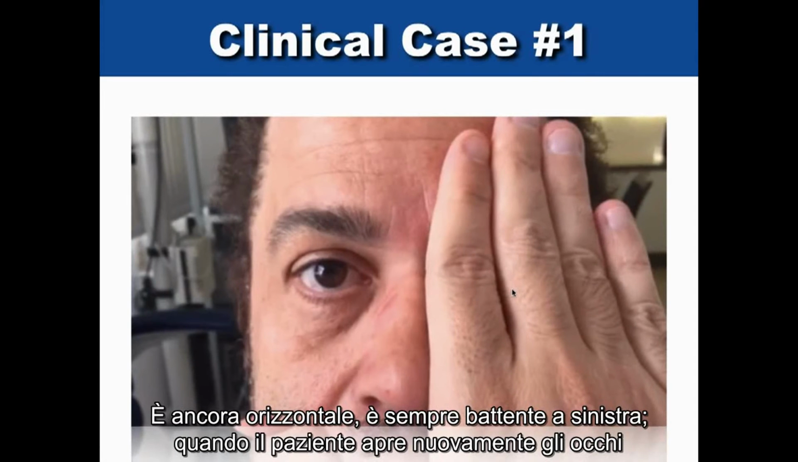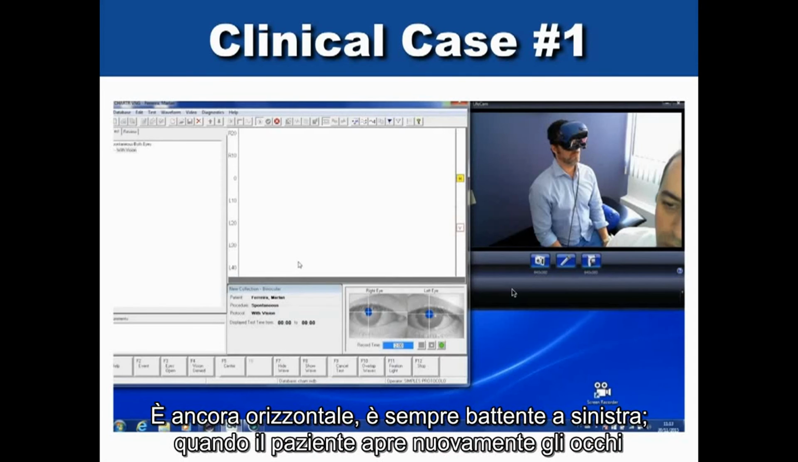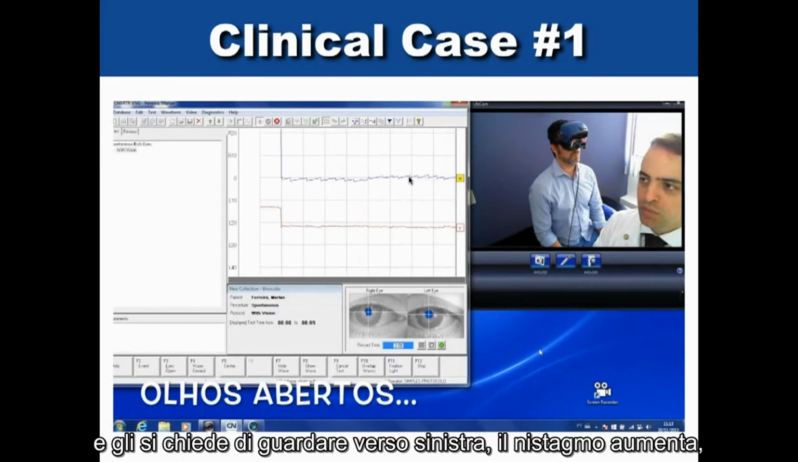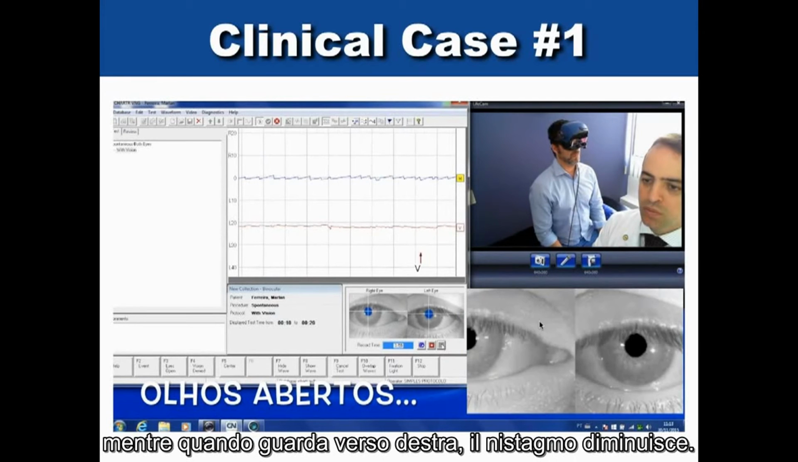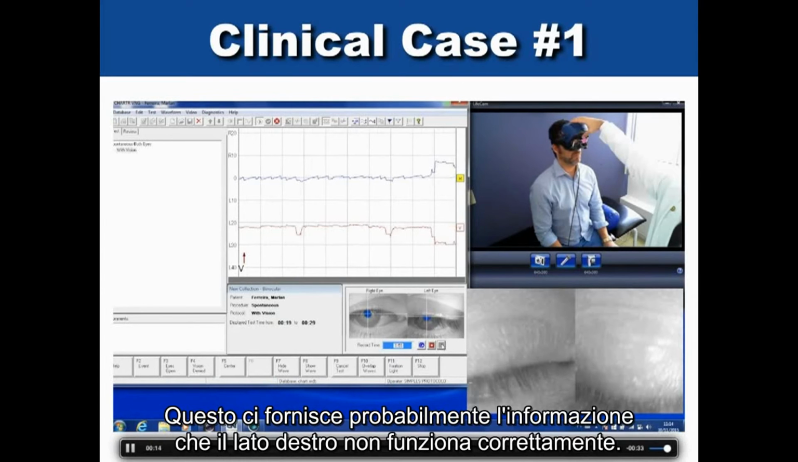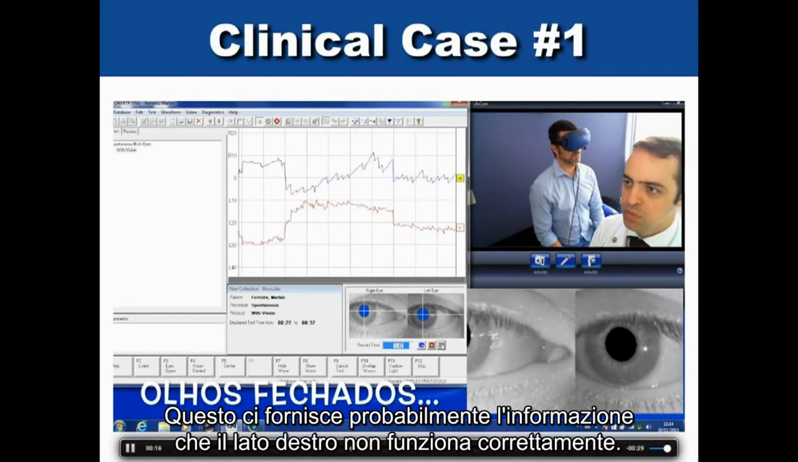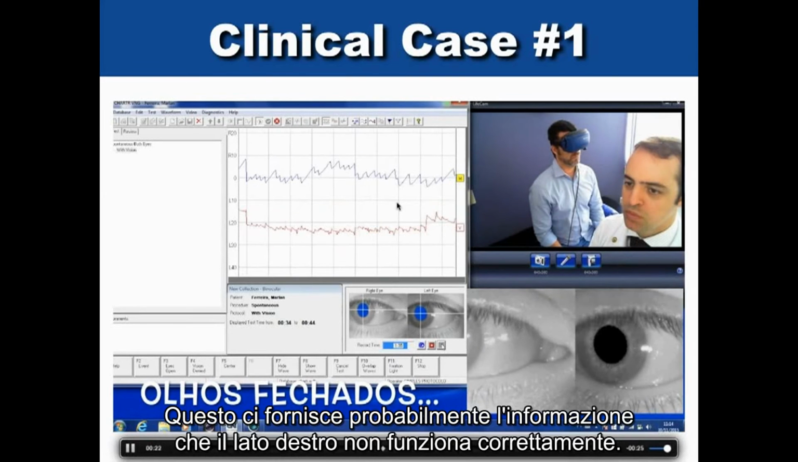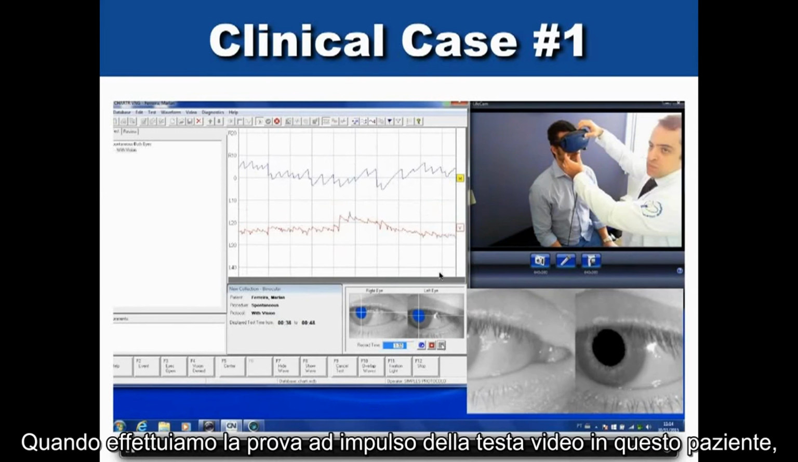It's still horizontal, it's still left beating, and you open the eyes again and ask the patient to look to the right, to the left, and the nystagmus increases. When he looks to the right side, the nystagmus decreases. So it probably gives us the information that the right side is not working properly, right?